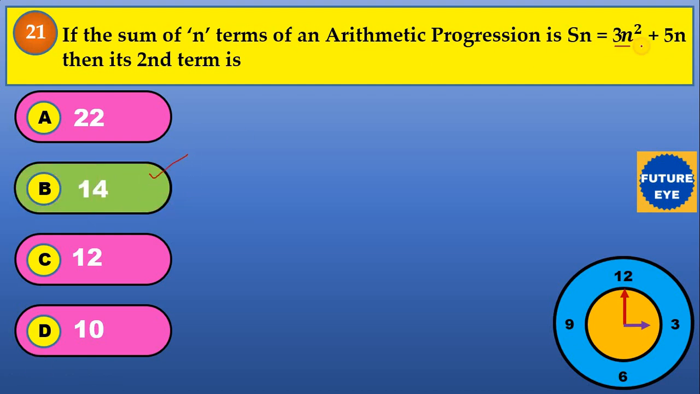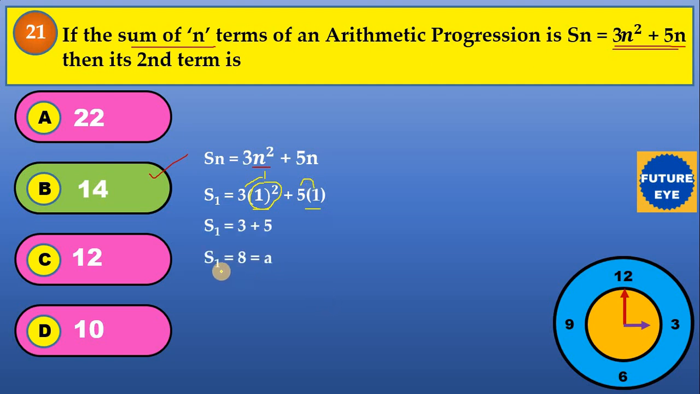Children, the same kind of problem we have seen in the model question paper also. See here, they have given the sum of n terms of an arithmetic progression, that is Sn equals 3n square plus 5n. So consider that. First find S1. For that, in the place of n, substitute 1. So 1 square means we get 1 only. 3 ones are 3 and 5 ones are 5. So we get 3 plus 5, that is 8. So S1 is nothing but a also, children, mind it.